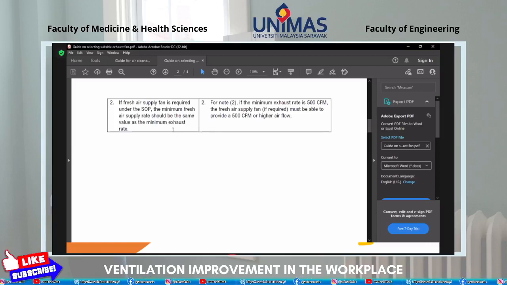Next, if we want to install a fresh air supply fan, we can also install a fresh air supply fan with the same rate. We can use the same calculation of the exhaust rate to size our fresh air supply fan.